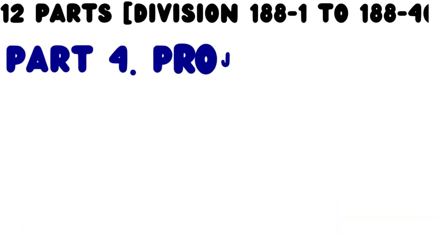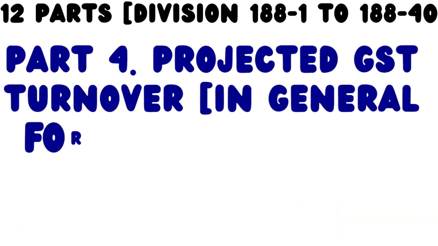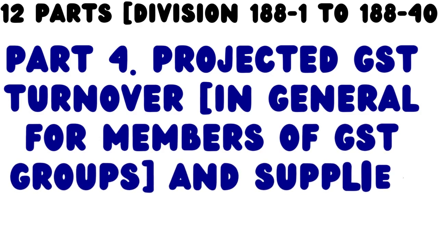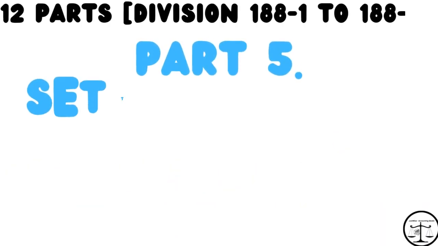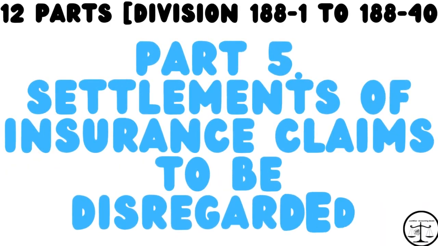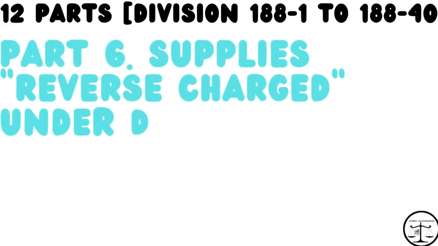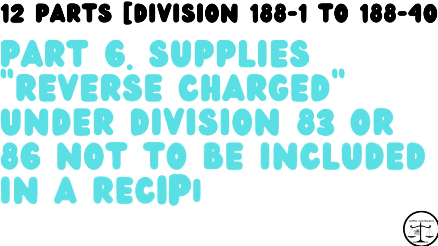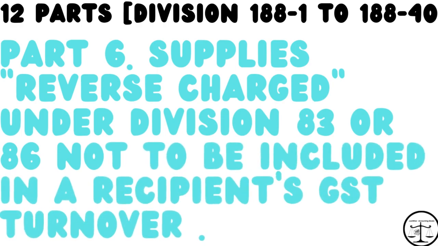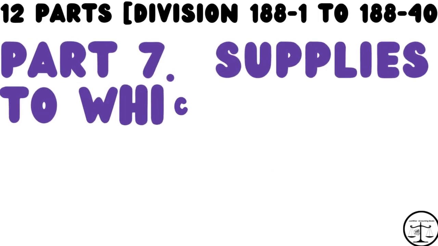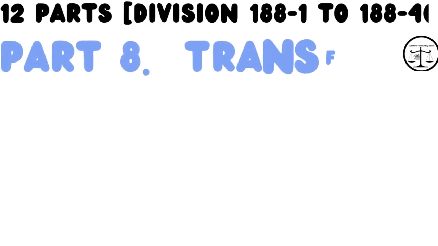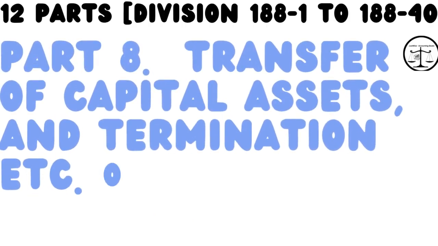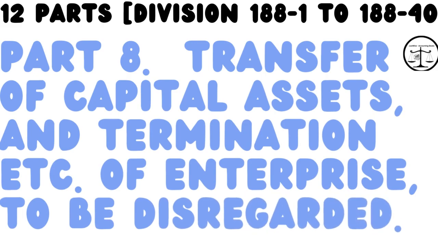Part 4 of this section explains projected GST turnover, in general, for members of GST groups and for supplies that are disregarded. Part 5 discusses settlements of insurance claims to be disregarded. Part 6 explains reverse charges under Division 83 or 86, not to be included in the recipient's GST turnover. Part 7 explains supplies to which Subdivision 153B applies. Part 8 discusses transfer of capital assets and termination of enterprise to be disregarded.